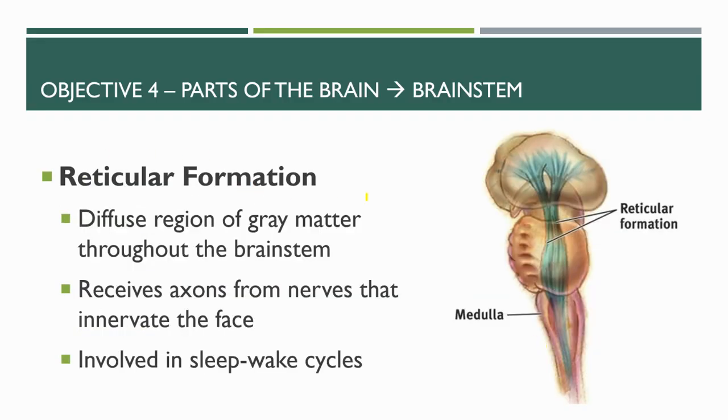The reticular formation, like I mentioned, kind of runs through the whole brain stem. It's actually some gray matter that goes throughout. It's going to receive axons from nerves in the face, and it's also going to be involved in sleep-wake cycles. So it's just kind of like a go-between pathway between the spinal cord and the brain.